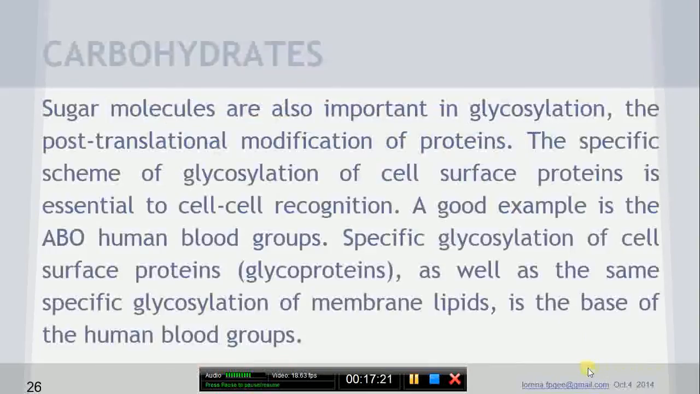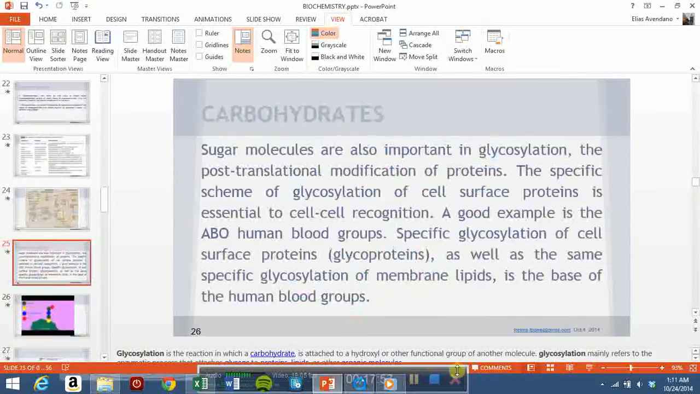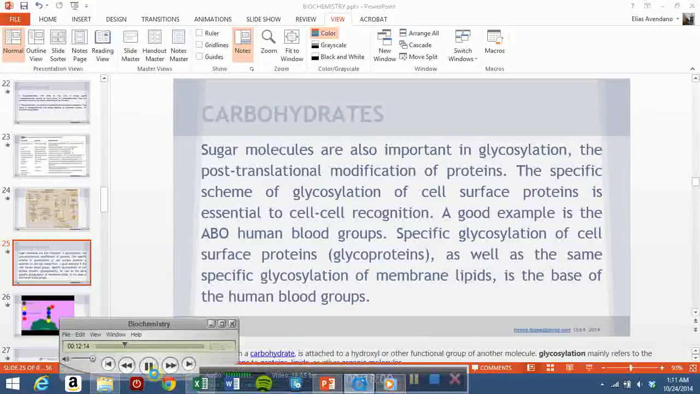Sugar molecules are also important in glycosylation, the post-translational modification of proteins. The specific scheme of glycosylation of cell surface proteins is essential to cell-cell recognition. A good example is the ABO human blood groups. Specific glycosylation of cell surface proteins, glycoproteins, as well as the same specific glycosylation of membrane lipids, is the basis of the human blood groups. Figure 5:2 shows the specific groupings of carbohydrates that delineate the most common ABO human blood groups.